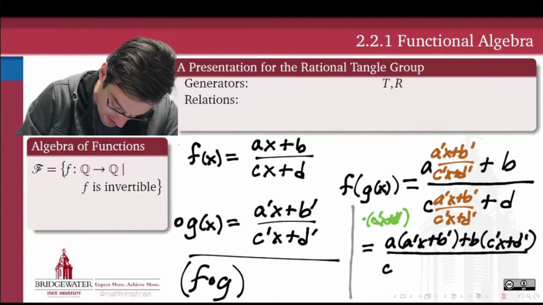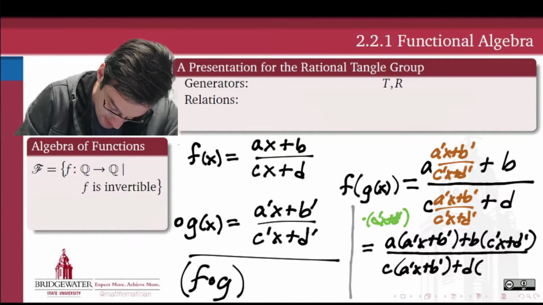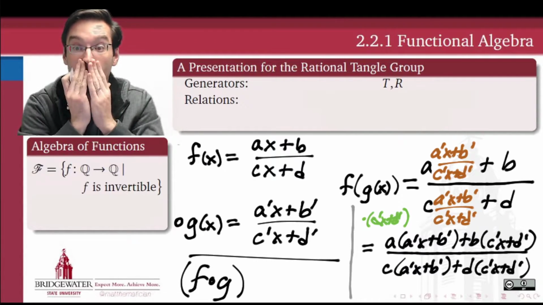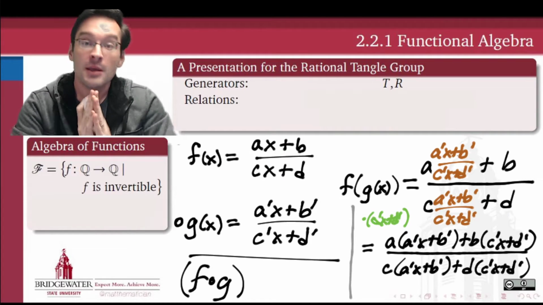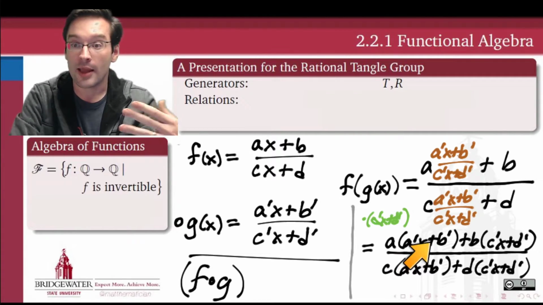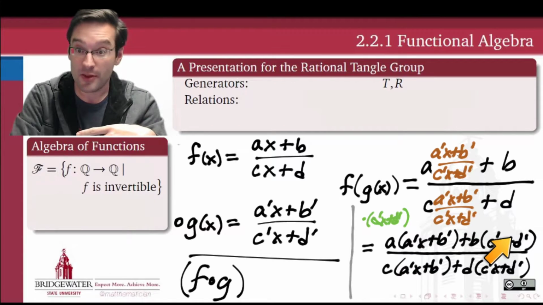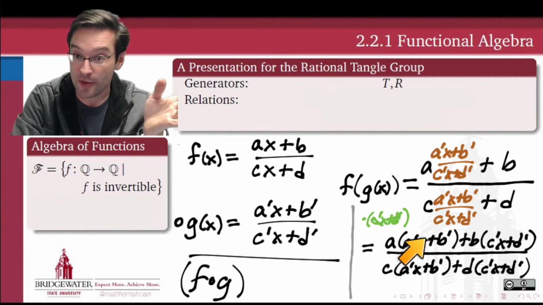Downstairs, I'm going to get c times a prime x plus b prime, plus d times c prime x plus d prime. Yuck. All right, so this is looking a little better because now we don't have a compound fraction anymore. And so what I want to do now is, in the numerator and denominator, collect all the terms that have an x in them, and then all the terms that don't have an x in them. Right, so we'll just do that algebra to get all the terms with the x's in them.